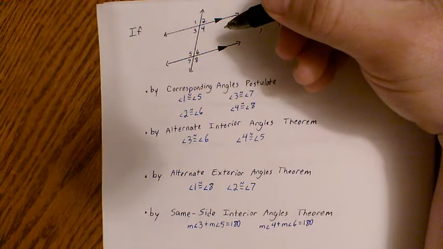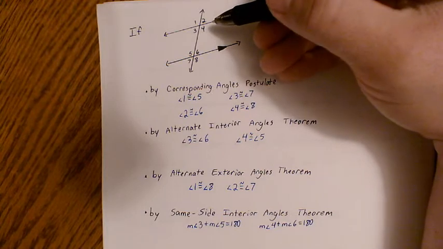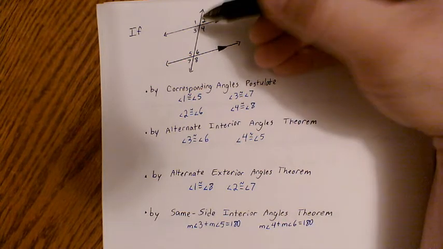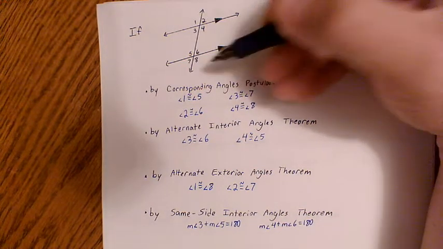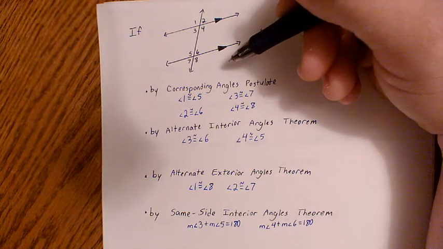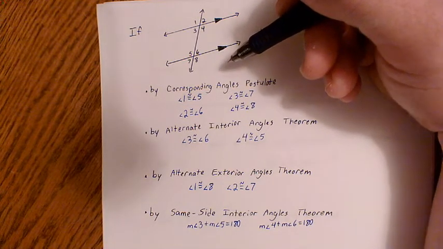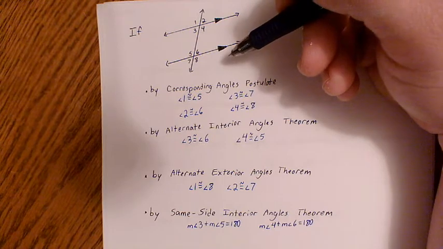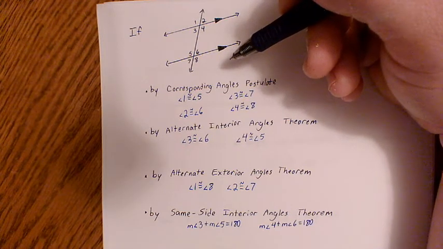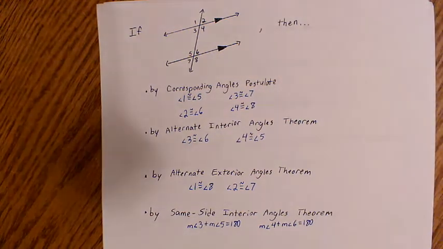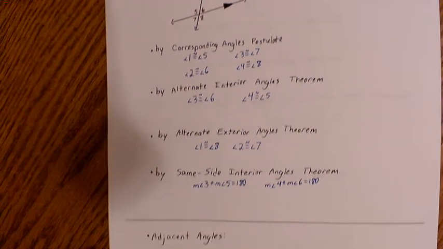Now, the last thing people always ask is are there such things as same side exterior angles, like 1 and 7, 2 and 8? I've seen them in textbooks. The current textbook we're using doesn't have them, but I have seen them before, so it is possible that you'll see those. Alright, moving on to adjacent angles.